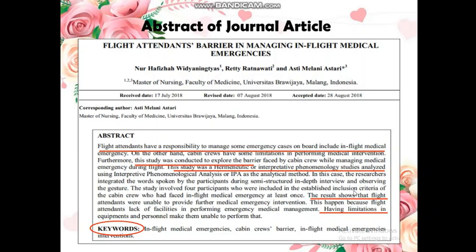The fourth red line is the result: the result shows that flight attendants, and so on. This is the result of the research, and it is written in the present tense. As we can see, shows is the verb one.